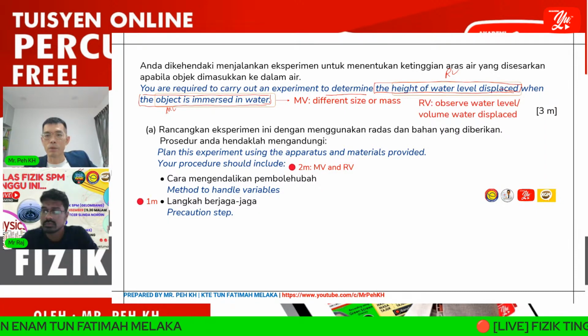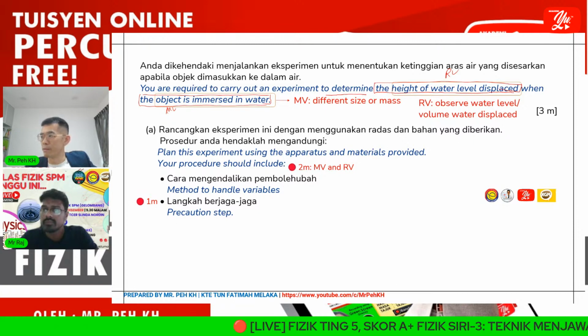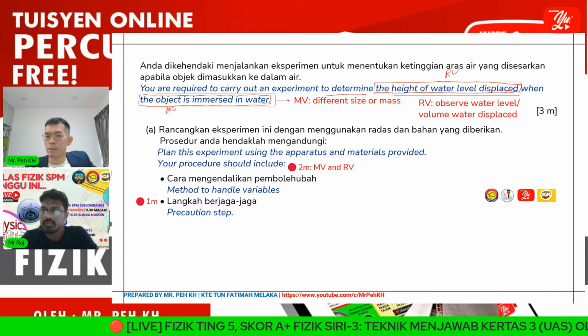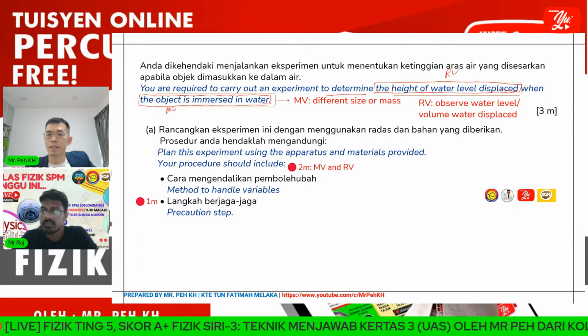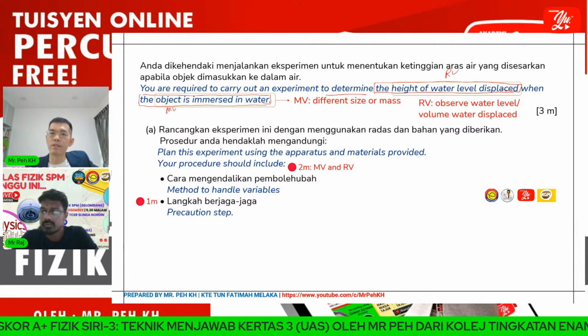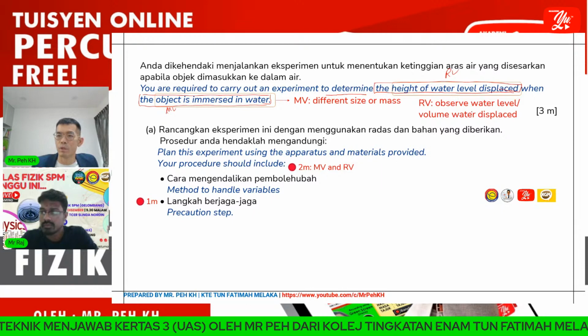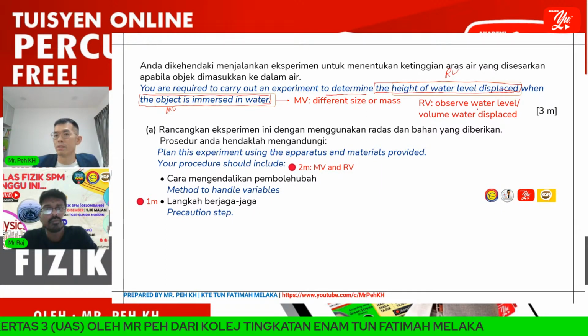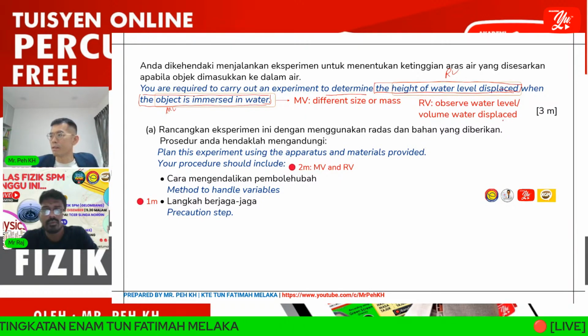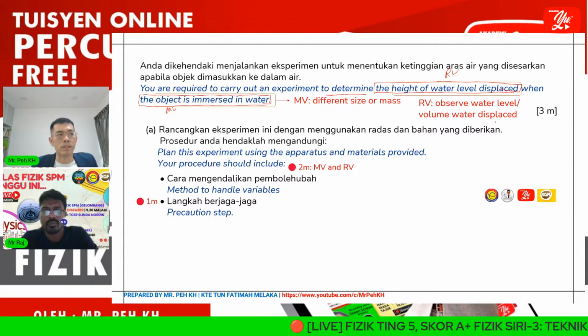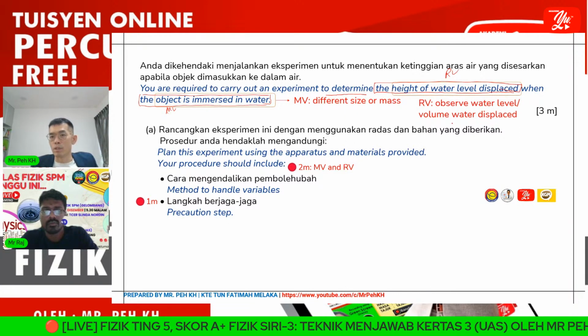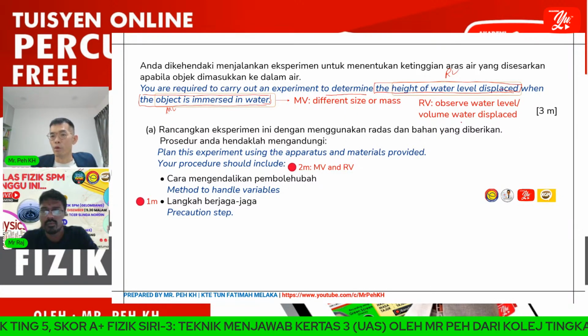Just now we also discussed already. The MV here is the different size or mass of the plasticine provided by the question I showed you. And next will be the RV. The RV here is the height of water level displaced, which actually shows the water level or volume of water displaced. However, if you notice, the apparatus provided here is just a bottle together with the ruler. So it is quite hard to get the volume displaced.